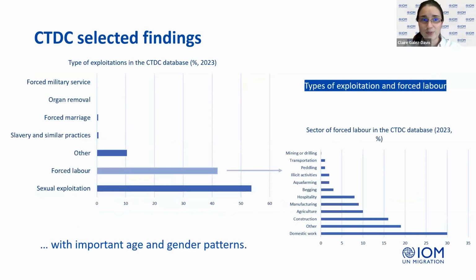In terms of types of exploitation, sexual exploitation and forced labor are the most frequent exploitations reported by victims. And we also have the sector of forced labor, as you can see on the slide, with domestic work, construction, agriculture being the three most frequently reported sectors. So here I'm showing the general figures, but of course there are important age and gender patterns. For example, children tend to report begging and peddling more frequently. Women and girls tend to report domestic work more frequently, whereas men and boys tend to report construction more frequently, etc.